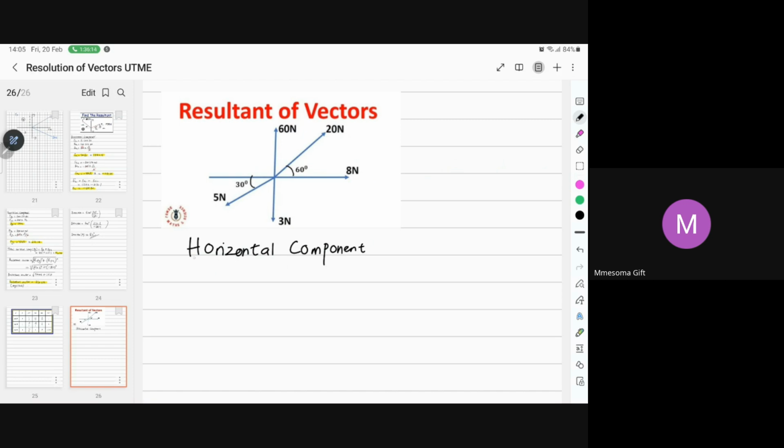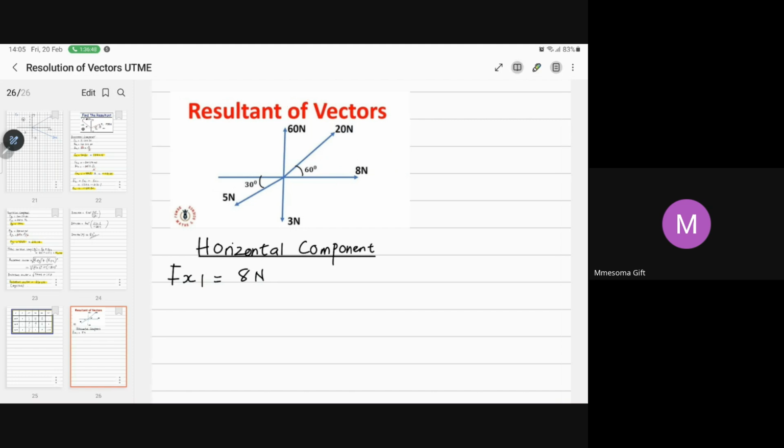Everyone pay attention now. For the horizontal components here, the first value you can see in the horizontal is 8. This one is already on the x-axis, so there's no need of slanting it again. Do you understand what I'm saying? 8 meters is already on the horizontal, so there's no need of touching it or resolving it. So my Fx1 is equal to 8 Newton. There is no need of touching it. It's already on the horizontal. You cannot resolve it. Do you understand it? Give me a thumbs up if you do.